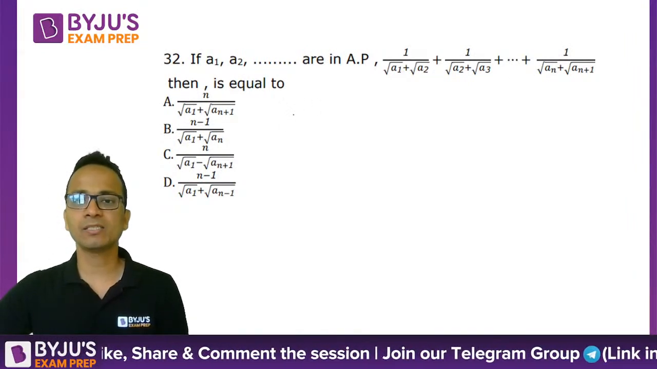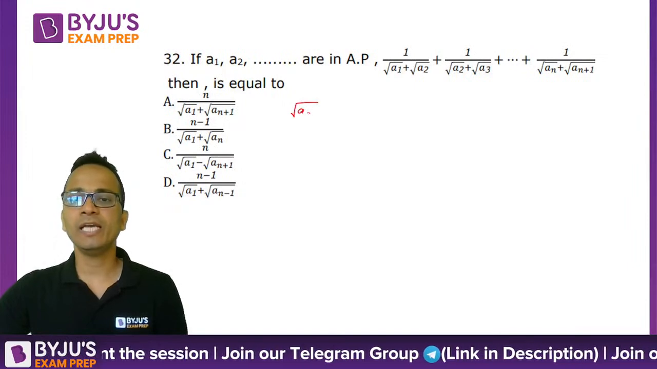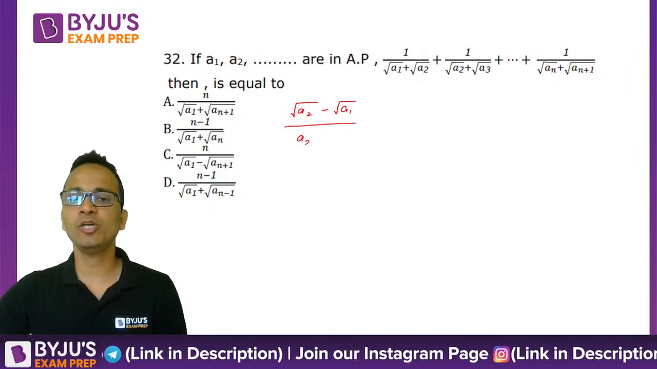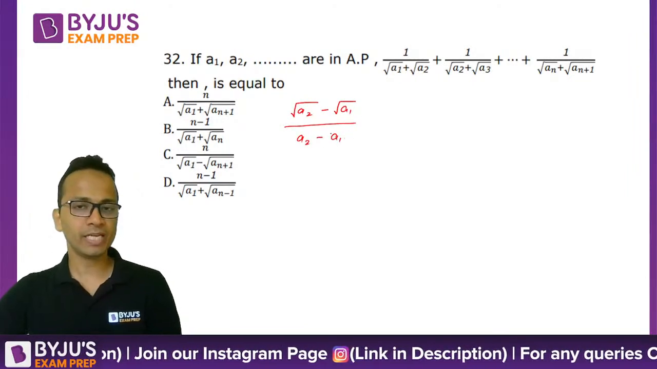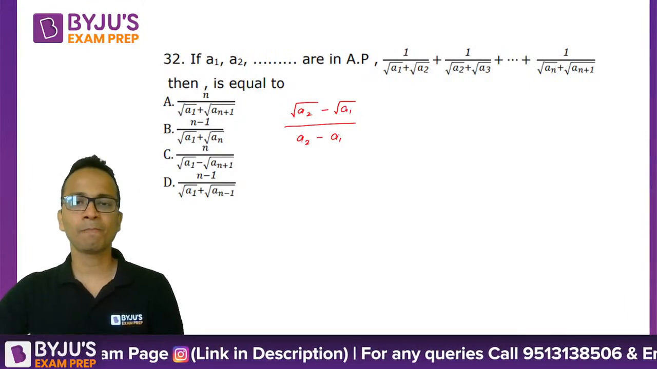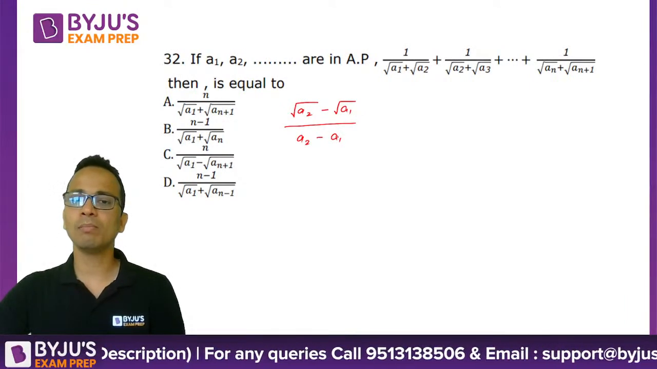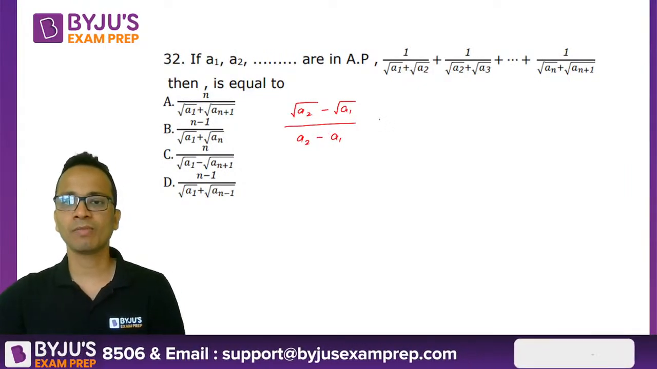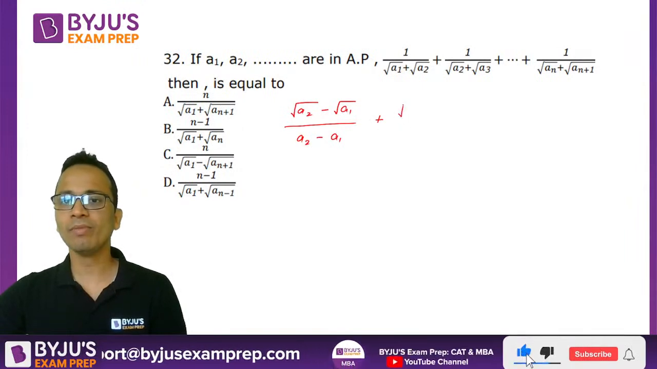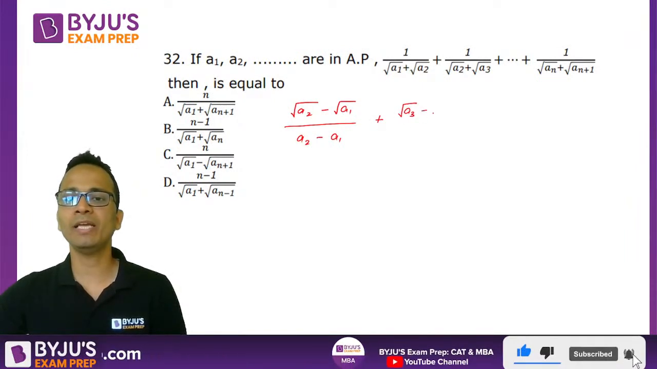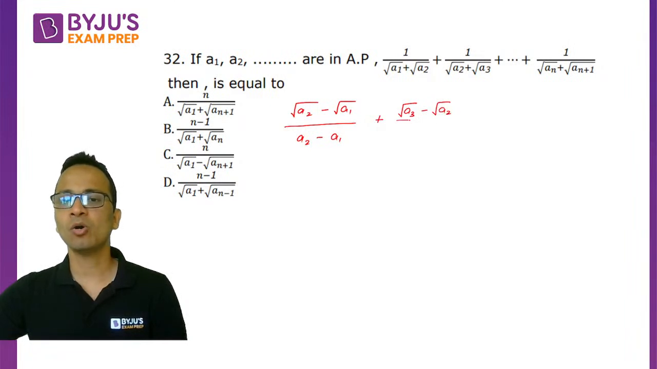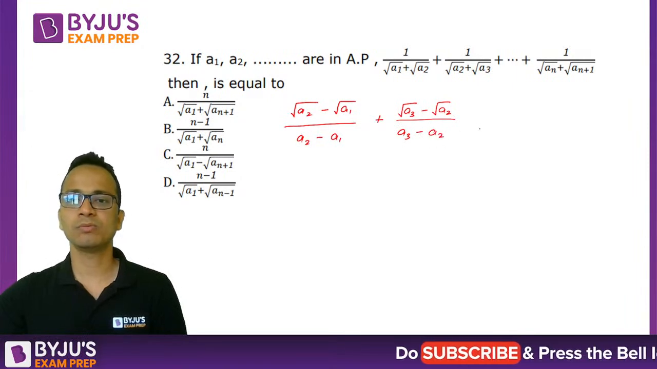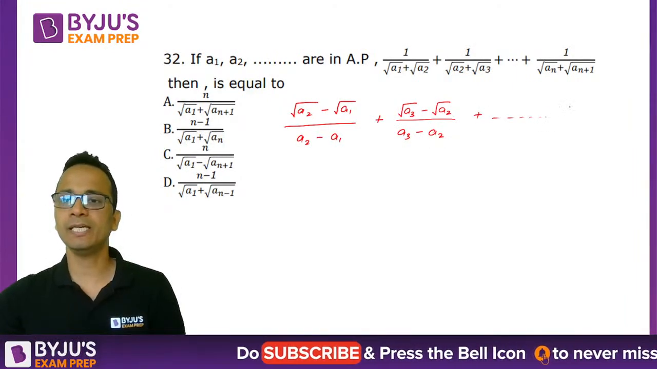So I can write it as under root of A2 minus under root of A1 divided by A2 minus A1. What I did is multiply and divide by under root of A2 minus under root of A1. So after rationalizing, the first term comes out like this. Similarly, the second term is under root of A3 minus under root of A2, whole divided by A3 minus A2, and so on up till the end.